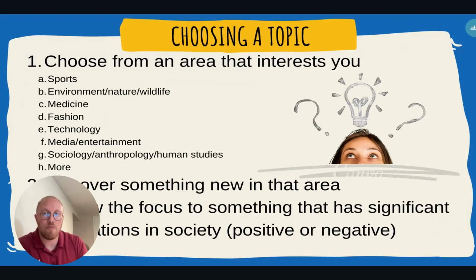You don't want to be so broad as to cover every single thing, the environment in general. Find some subtopic, like the way that some popular product that exists today is actually dangerous for the environment, right? Something that a majority of people would be interested in learning more about. You want to bring your audience into this. And then, like I said here in the slide, you want to narrow the focus to something that has a significant implication on society today, positive or negative.